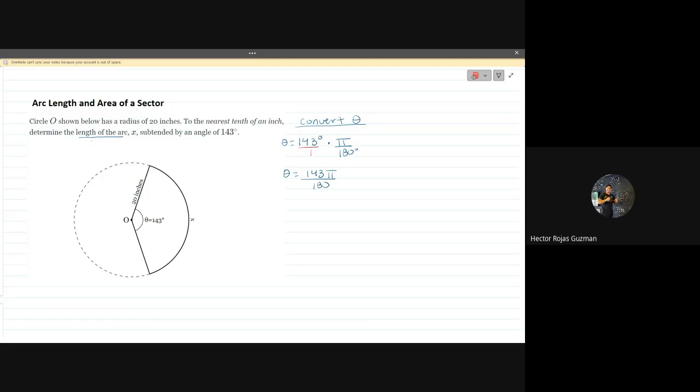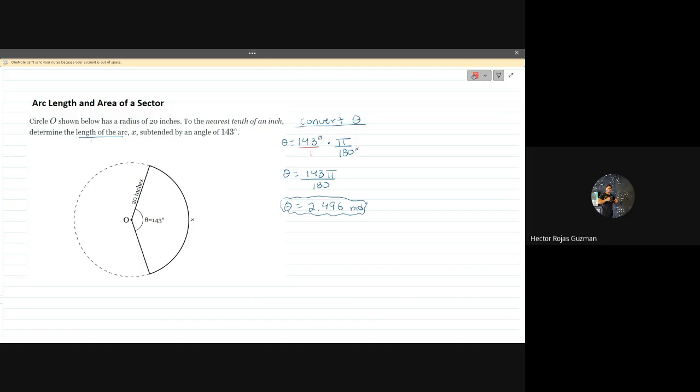Degrees cancel each other out. And it's always best practice to reduce this as much as possible by hand. But in this case, we're not going to be able to do it. So you can take your calculator and just get a decimal out of this. 143 pi divided by 180 gives 2.496 radians. All right? So that's what I need to use.